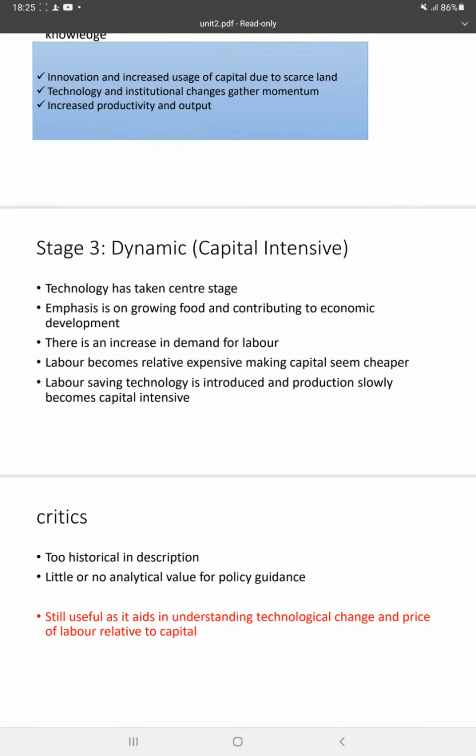Labor becomes relatively expensive. Capital now seems cheap again. Capital seems cheaper in the third stage. Labor saving technologies are introduced, and production is slowly becoming capital intensive in the third stage.